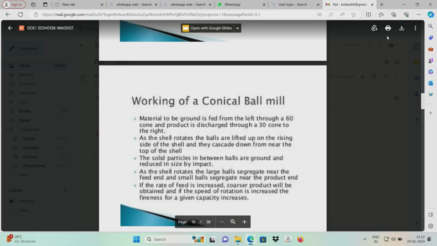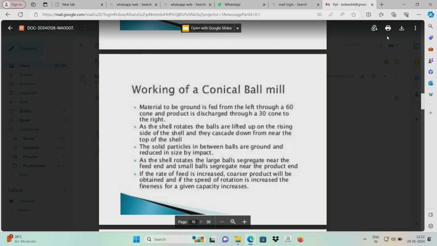And here is the working of the conical ball mill that I have given here. In this case we can increase the speed and also the feed, because in the case of the spherical ball mill we can use only 10 to 20 balls. Here we can increase the feed and also the capacity, and the fineness of the outcoming powder also increases.